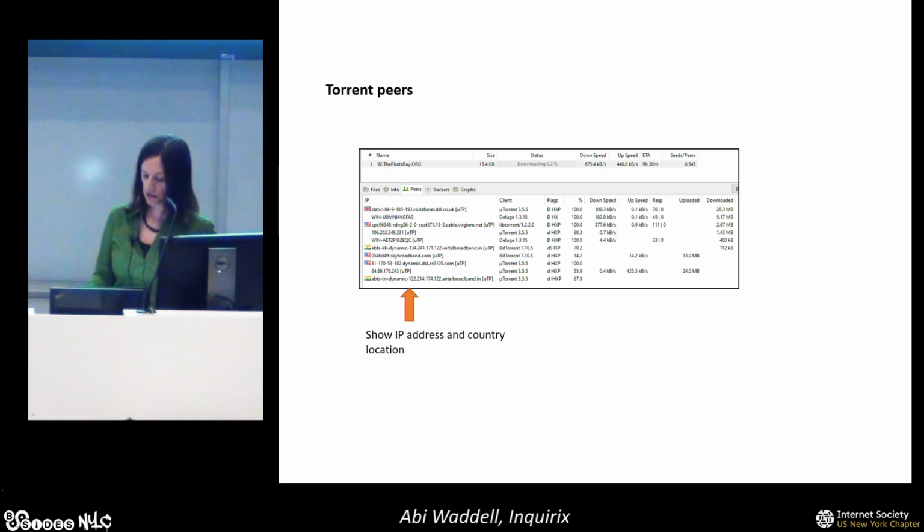Torrent peer connections can show IP address and country location, and this is quite useful for those looking for those seeding or leeching data leaks as well as pirated content.